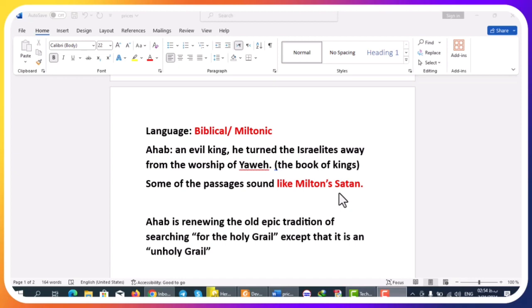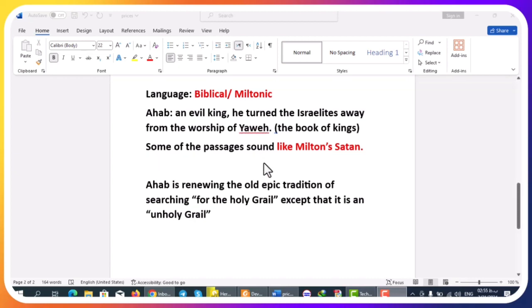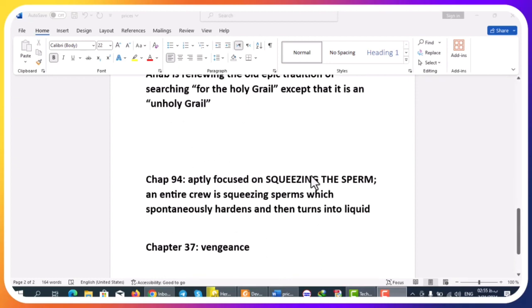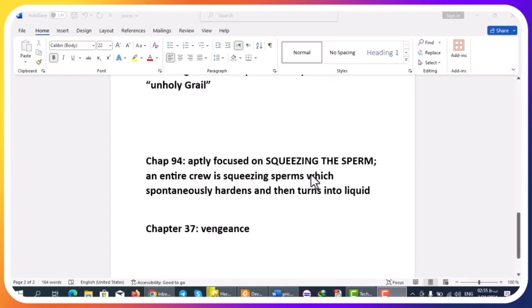And I'm sure that none of my audience, maybe 2 or 3 of them, have read Paradise Lost or even this novel, Moby Dick. But if you know anything about Milton or the Bible or Moby Dick, you can just join them along in the same line. Ahab here is renewing the old tradition of searching for the Holy Grail, except that maybe here it is an unholy grail. And I'm going to read a couple of things from 2 chosen chapters from this novel.